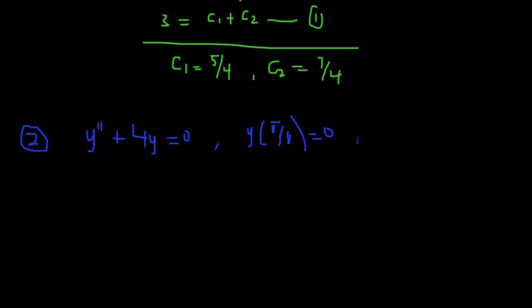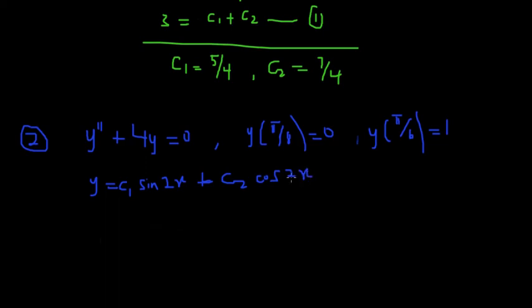So we have y at pi on 6 to be equal to 1, and then we have the general form of the equation: y equals C1 sine 2x plus C2 cos 2x. So let's find our solution.